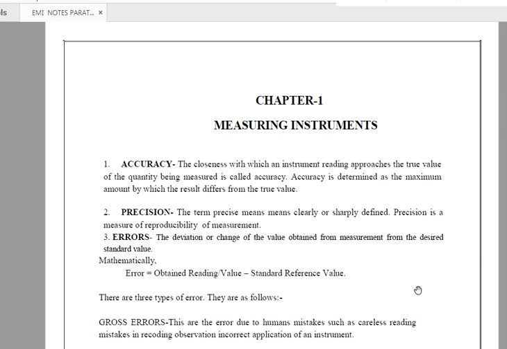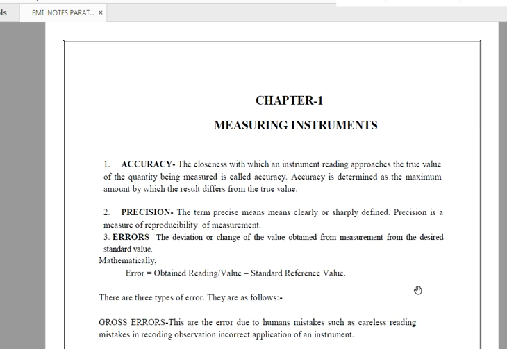First, we have to study what accuracy is. Accuracy is the closeness between the true value and the measured value of an instrument. The closeness with which an instrument reading approaches the true value of the quantity being measured is called accuracy. Generally, accuracy is determined as the maximum amount by which the result differs from the true value.